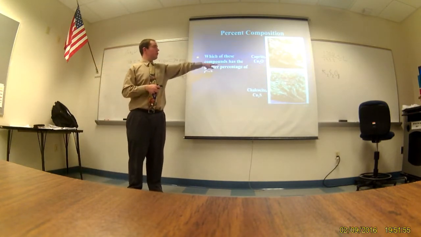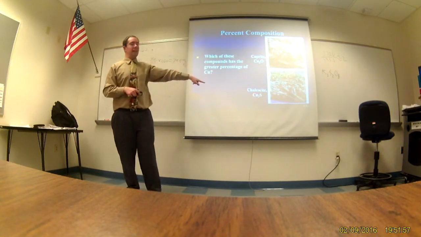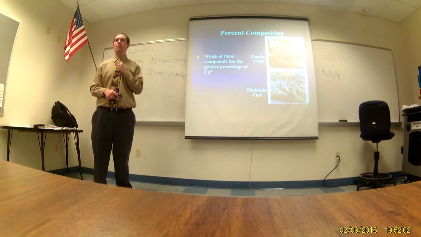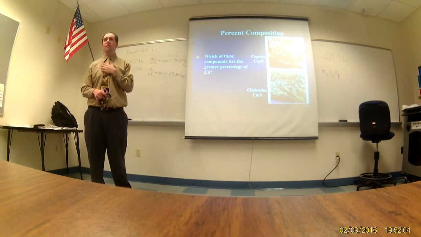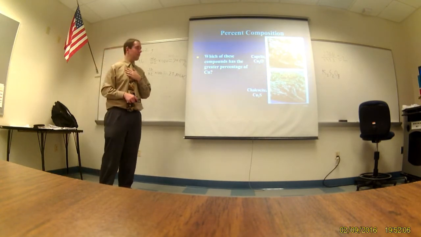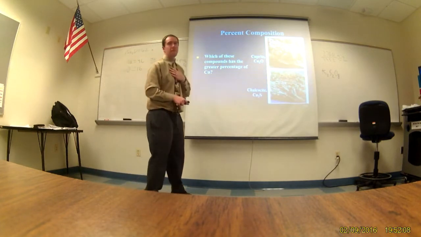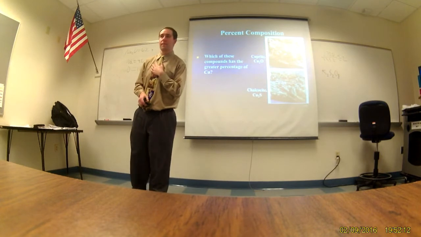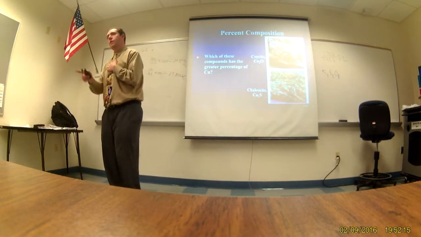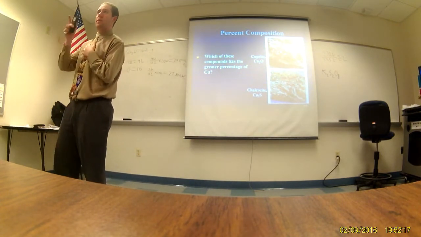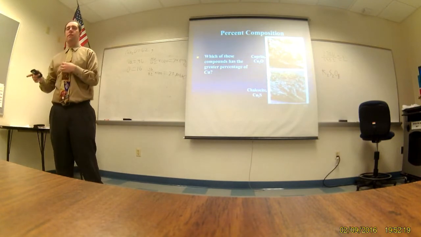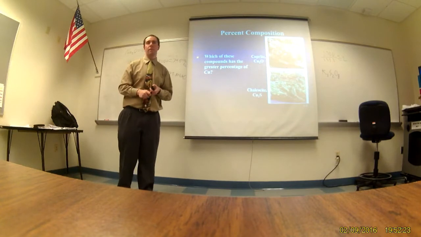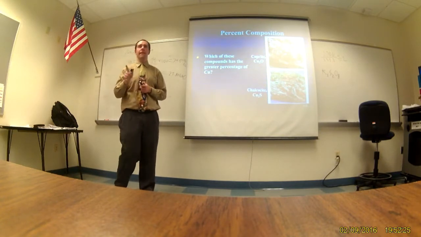Cuprite, Cu2O. Chalcocite, Cu2S. Which one has a higher percentage of copper? The Cu2S, because the sulfur has a higher mass. Sulfur has a higher mass than oxygen. So what does that mean? So it'd be Cu2O, because when you see too little of something, then you have more of the copper.